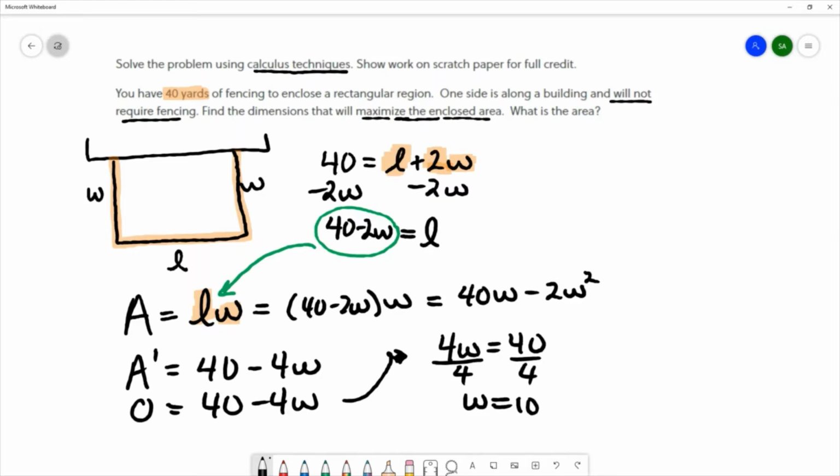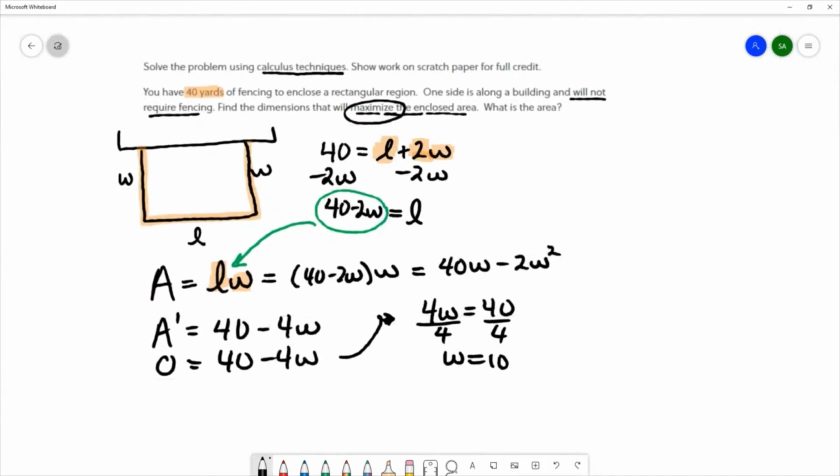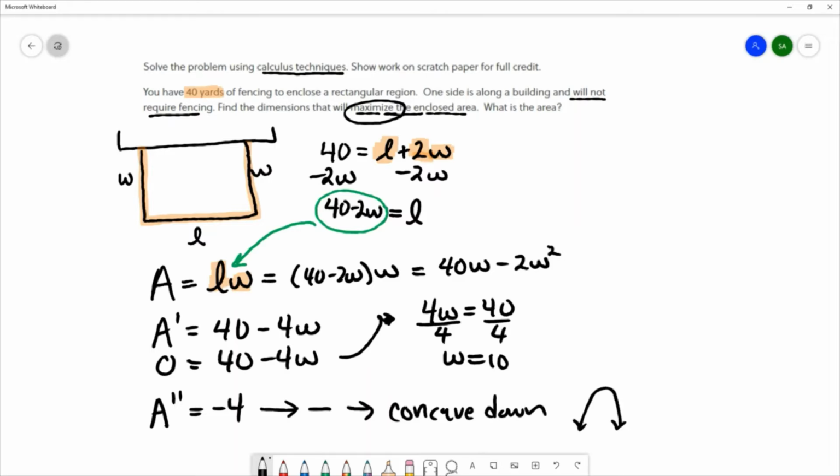I want to determine if this critical number is a maximum or a minimum. Remember, I'm trying to maximize the area. So I'll calculate the second derivative. The second derivative would be negative 4. And since my second derivative is always negative, that tells me that this function is concave down. And concave down, along with the fact that 10 is a critical number, tells me that I have a maximum value, which is what I was looking for.